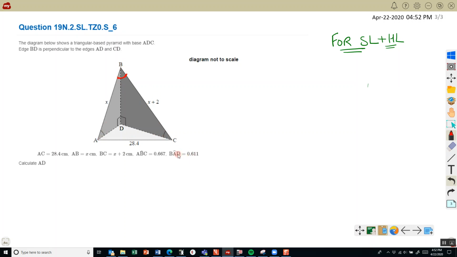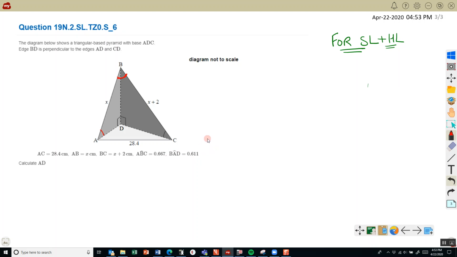And angle BAD, so this one, is 0.611. These angles are in radians.